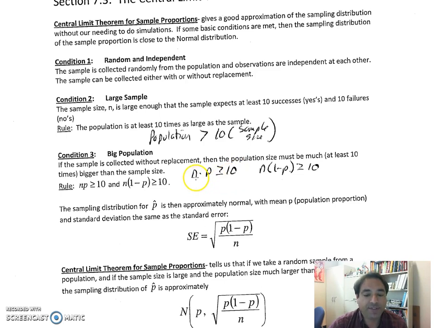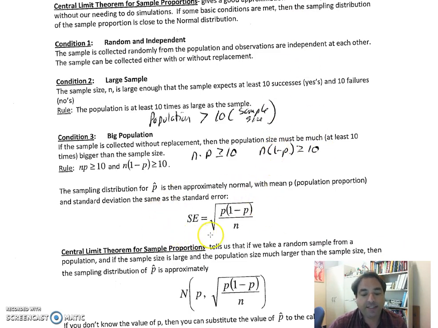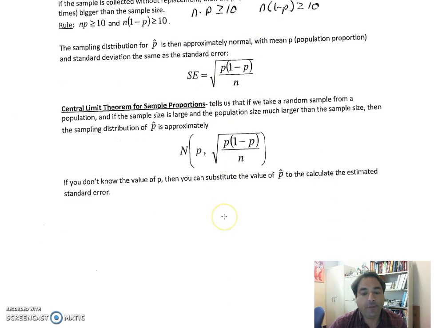So n, the sample size, times p, the population proportion, has to be greater than or equal to 10. And n times 1 minus p has to be greater than or equal to 10. All three have to pass. Then we can use this SE formula and we can move on.